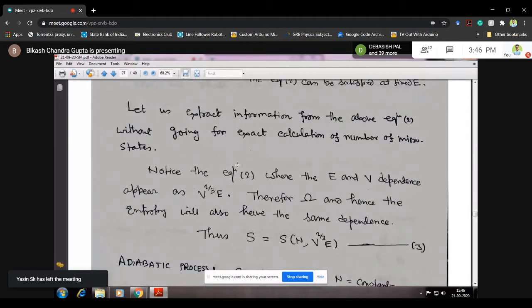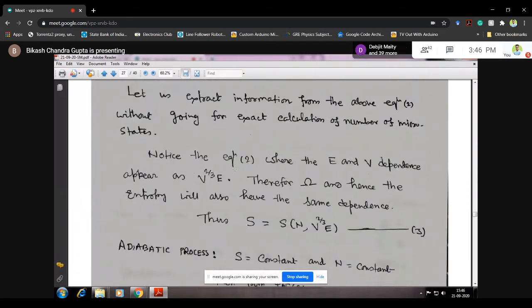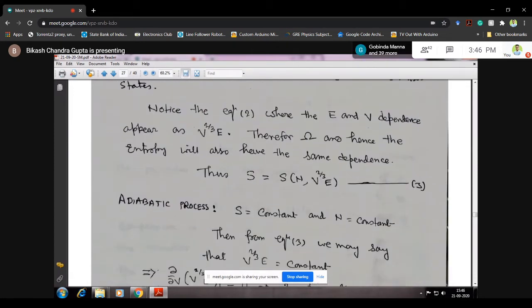Then the microstates, since it appears in the radius term, appear as V to the power 2/3 times E. Therefore, this omega, and hence the entropy, also have the same dependence. Therefore your entropy could be a function of N, V and E, and the functional form will appear as V to the power 2/3 into E, because that is what appears in that equation.